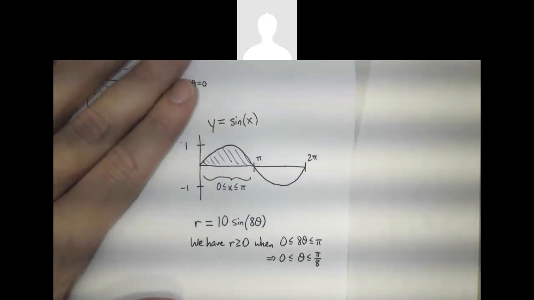Okay, so in this problem, we want to find the area inside one leaf of this rose. So first of all, let's understand why this is called a rose, what this looks like, so we can set up our integral. First, recall that the sine function looks like this.